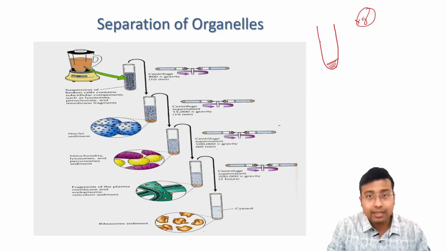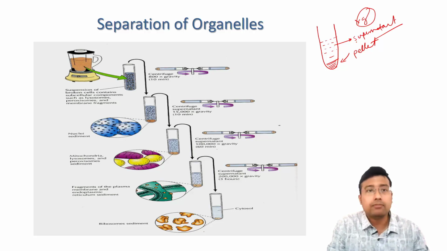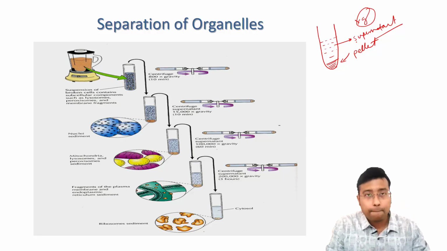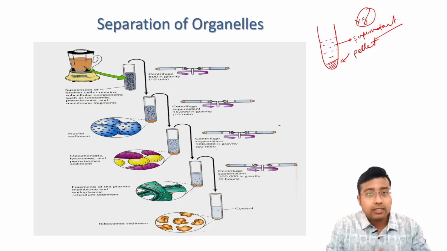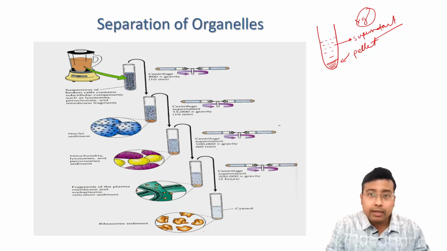So the thing that gets sedimented is known as pellet, P-E-L-L-E-T, and the one which is not sedimented is known as supernatant, S-U-P-E-R-N-A-T-A-N-T, supernatant and pellet. So we increase the speed sequentially. When we are centrifuging the whole thing at a lower speed, the heaviest things will settle first. We take that pellet and we collect the supernatant.